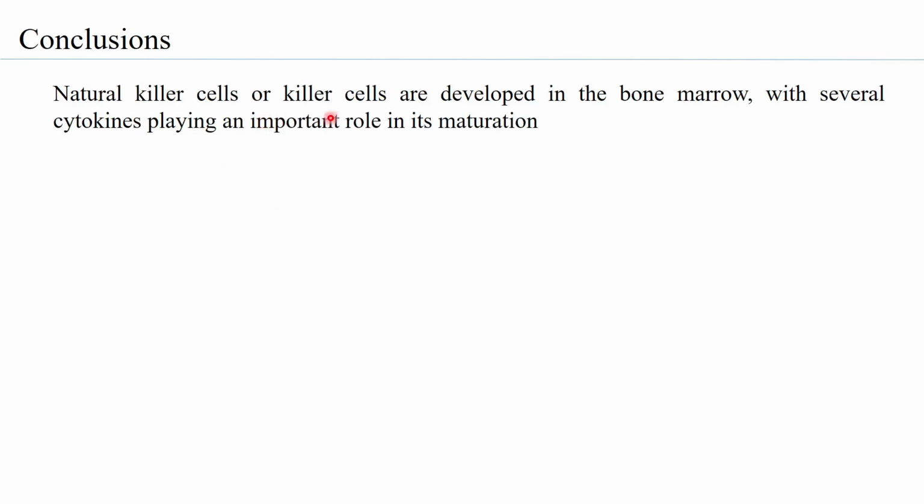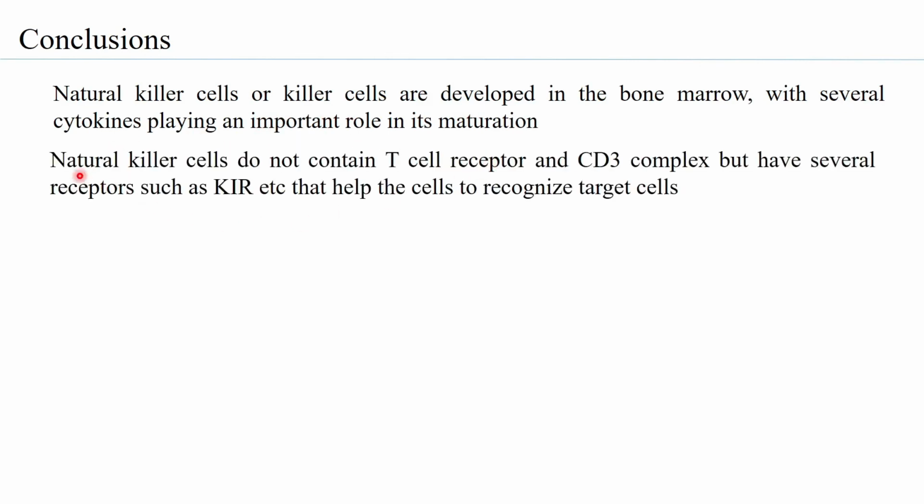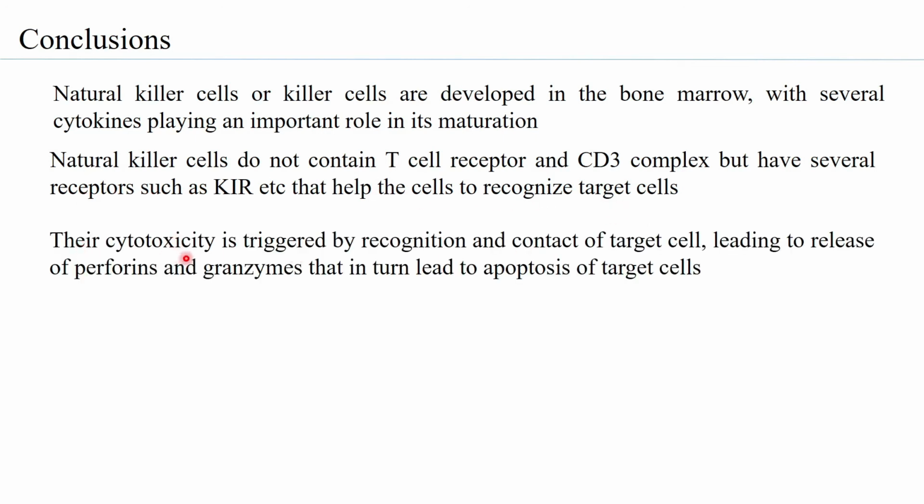So let us look at the conclusions. The natural killer cells or killer cells are developed in the bone marrow with several cytokines playing an important role in their maturation. Natural killer cells do not contain T cell receptor and CD3 complex but have several receptors such as killer immunoglobulin-like receptors, etc., that help the cells to recognize target cells. Their cytotoxicity is triggered by recognition and contact of a target cell, leading to release of perforins and granzymes that in turn lead to apoptosis of the target cells.